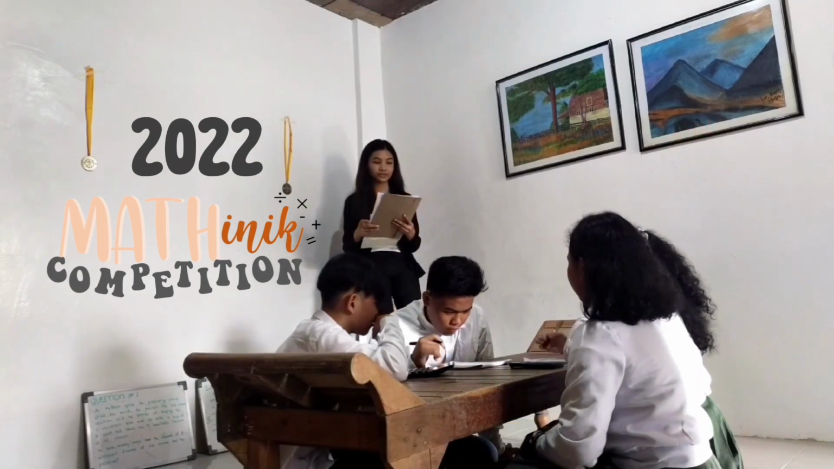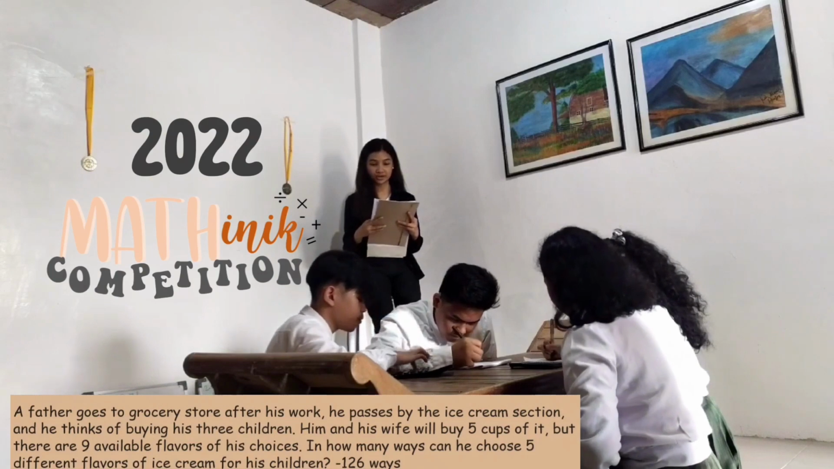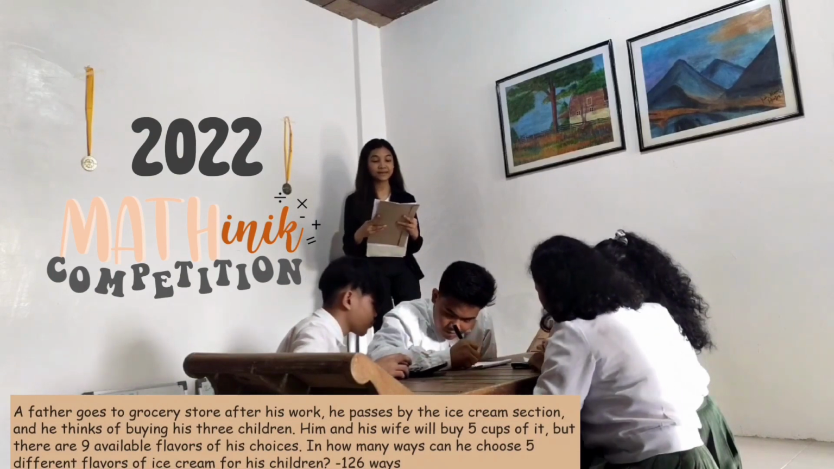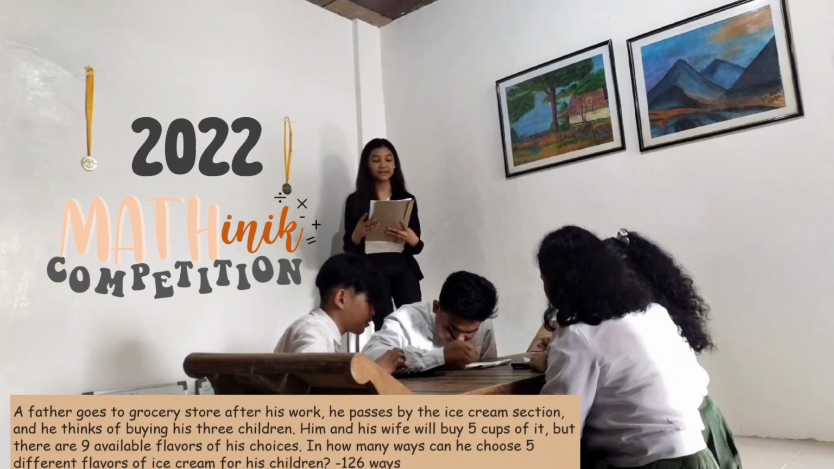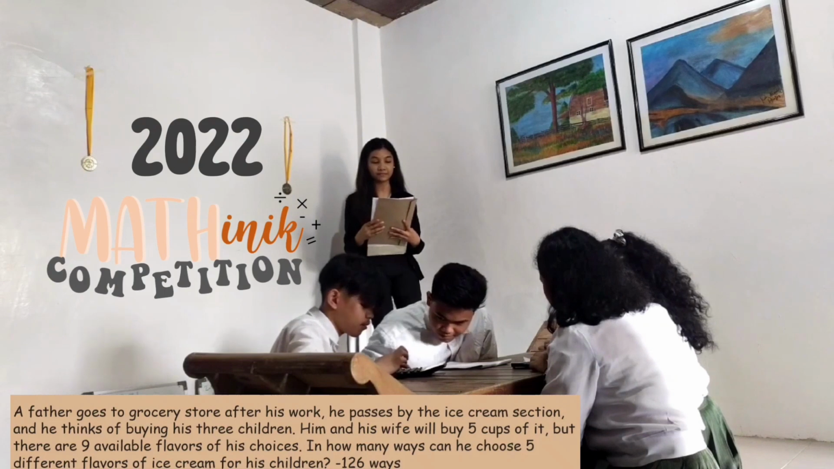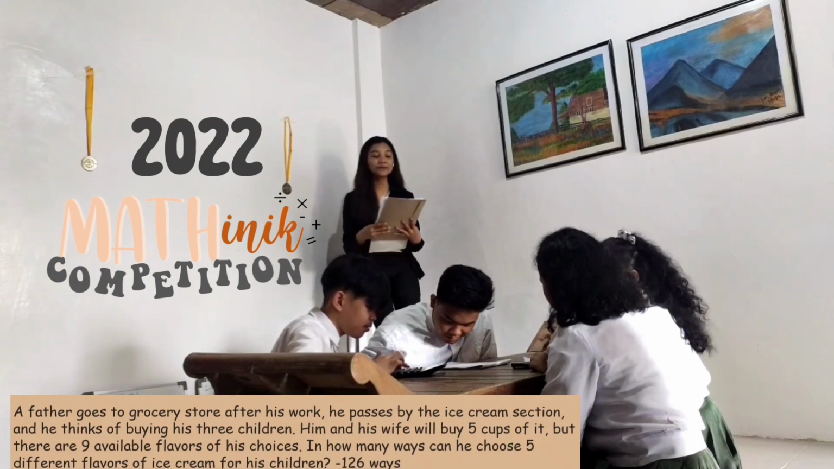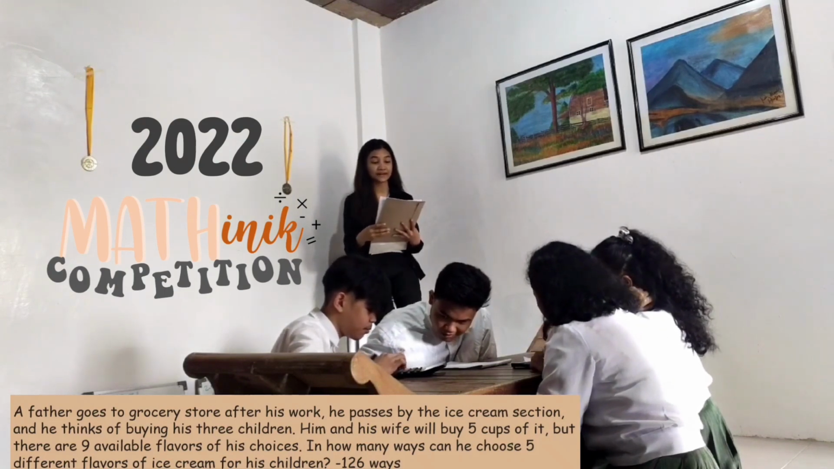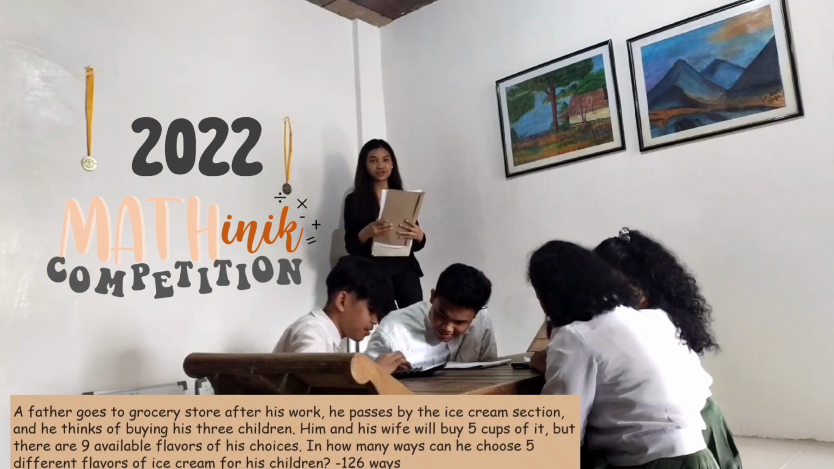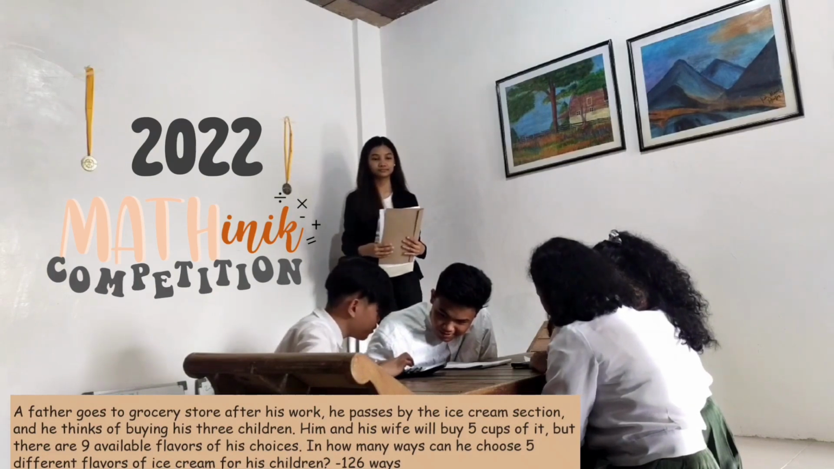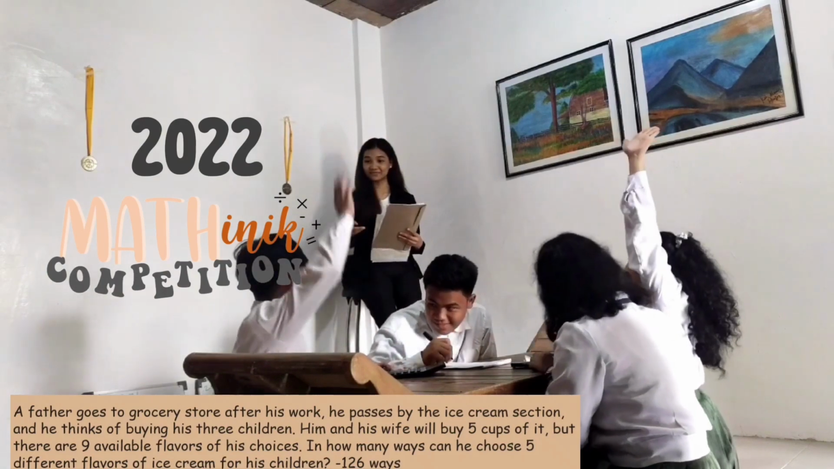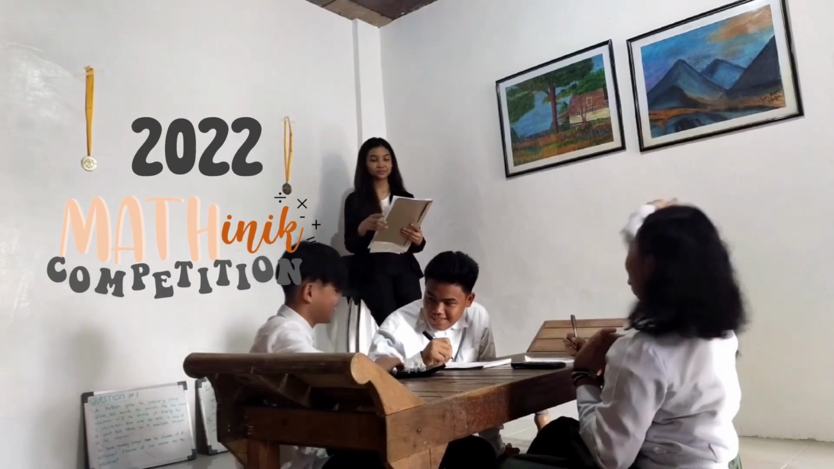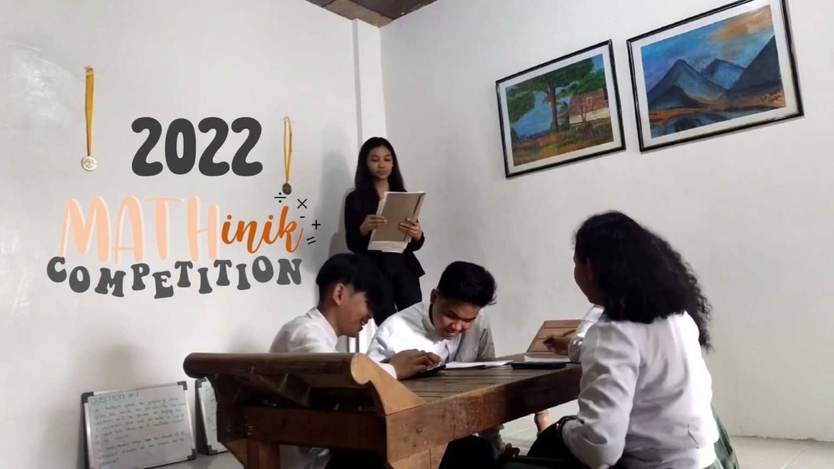Number 2. A father goes to the grocery store after his work. He passed by the ice cream section and he thinks of buying his 3 children, him and his wife a cup of it each, but there are 9 available flavors of his choice. In how many ways can he choose 5 different ice cream flavors for his children? Yes? 126. Correct.